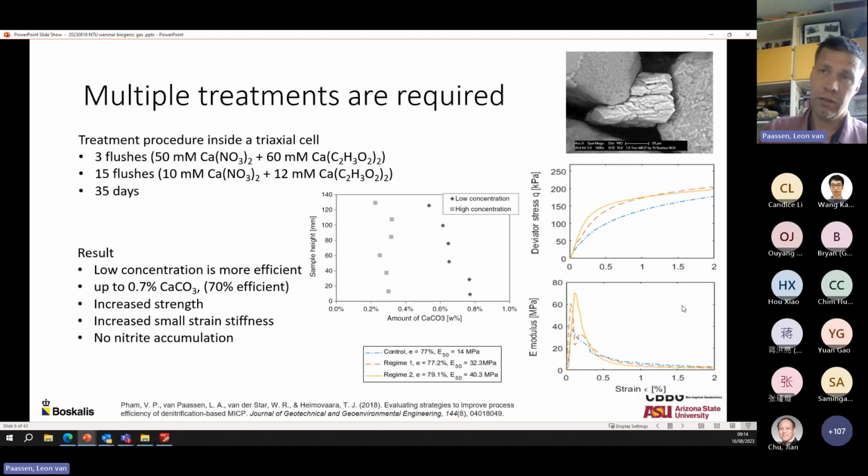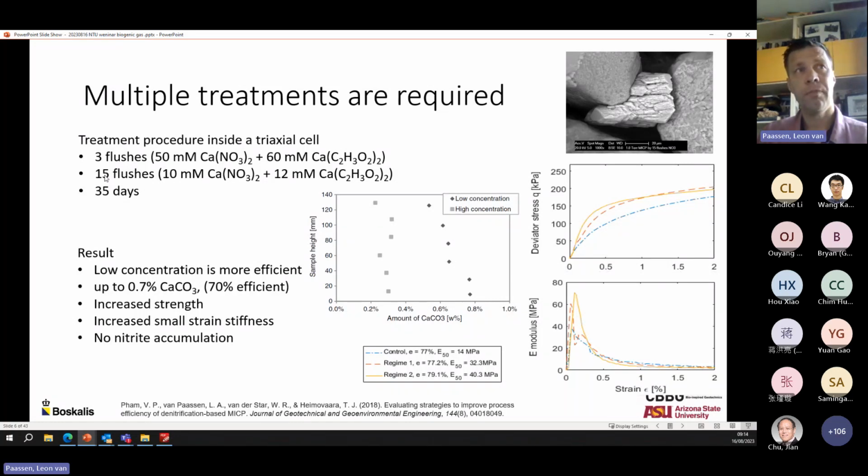So having done that, we felt, okay, still we want to improve our process. Let's try to cement the soil with low concentrations. So we actually varied the concentrations. We had 50 millimolar calcium nitrate with 60 millimolar calcium acetate, doing 3 flushes, and 3 flushes of these concentrations would eventually result in about 1% of calcium carbonate formed. If you just add the amount of calcium and presume that everything converts to calcium carbonate minerals.